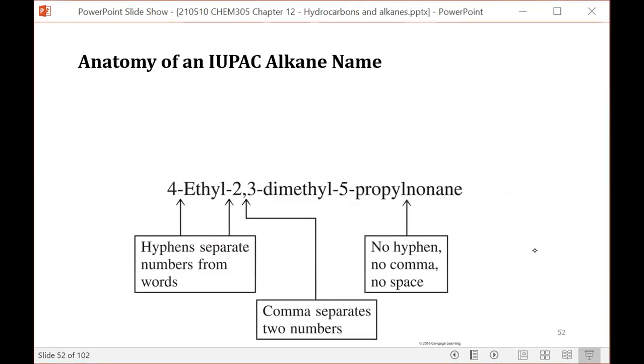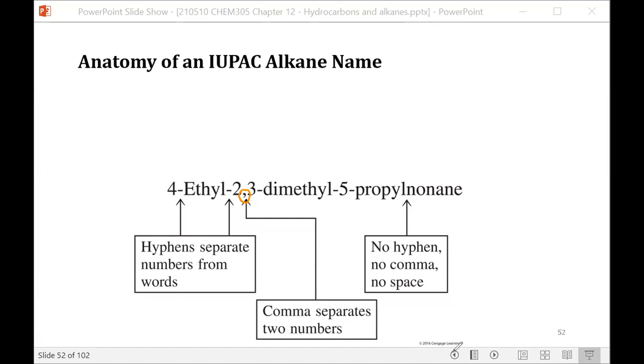So let's look at the anatomy of an IUPAC alkane name. Hyphens separate numbers from words. Anytime you're going from a number to a word or a word to a number, you put a hyphen in. Commas separate two numbers that are next to each other. So anytime you have two numbers next to each other, you put a comma.